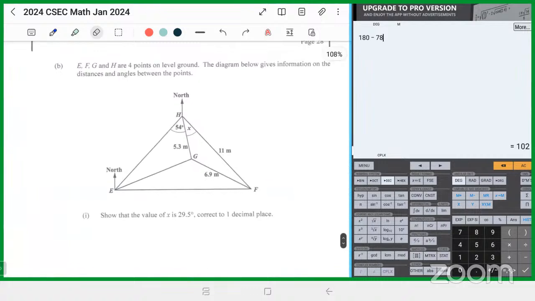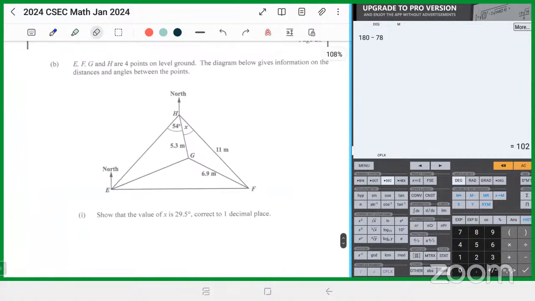All right, then I come down to here now. This now is a bearings question. So I see the north line and it's a bearings question. Question says E, F, G, and H are 4 points on level ground. So the diagram below gives information on the distances and the angles between the points. So all information, angles and distances, are shown on the diagram. That's what they're basically saying. So these points are as if you're up in the sky looking down at these points, all right?